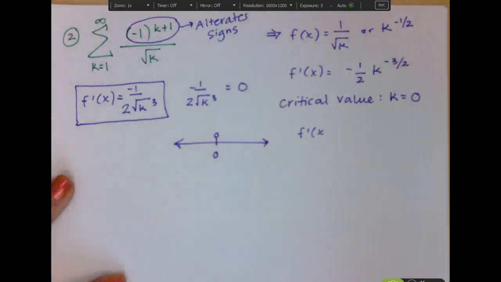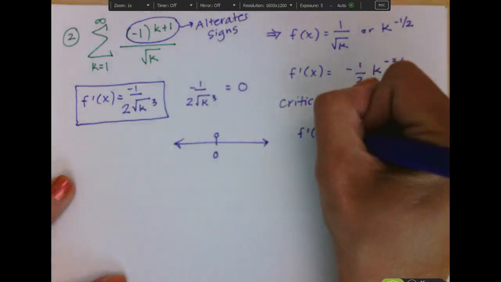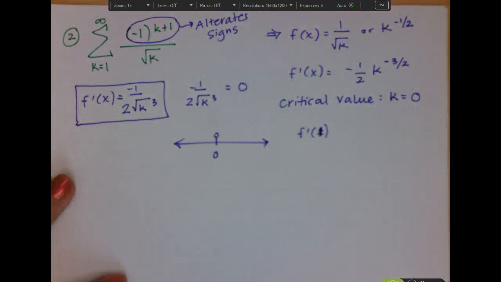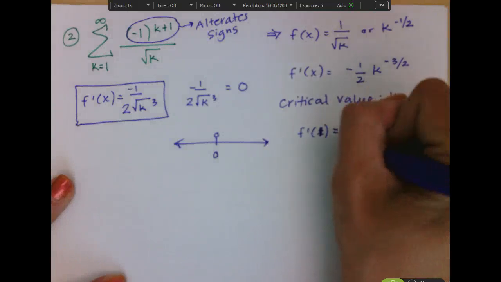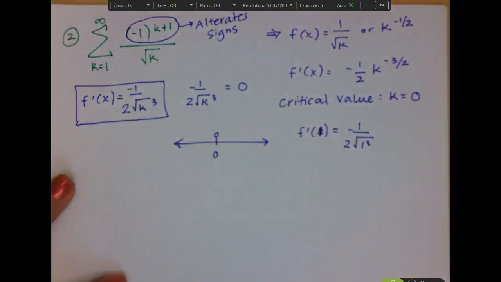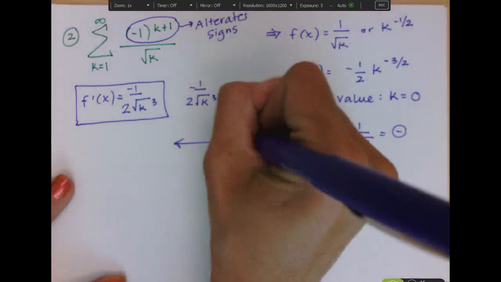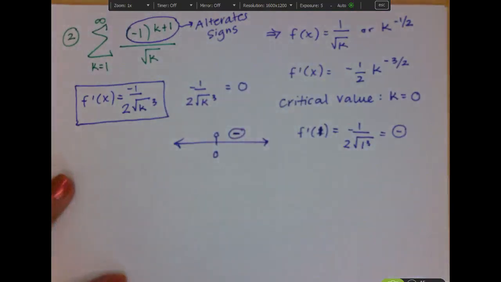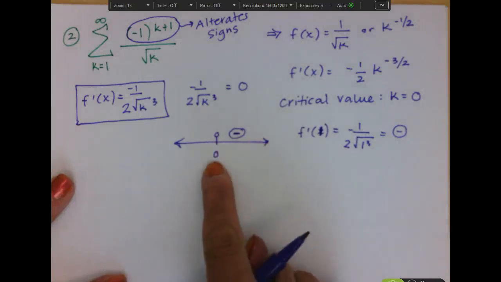Let's choose a test value, anything bigger than 0. Let's go with 1. It's easy to plug in. So what I want to do is take f prime and evaluate it at 1. You can see that what I'm going to get is a negative value, which is all I really care about. It doesn't really matter what the value is, but the fact that it's negative means that it's decreasing. So first condition is satisfied. It is going to be non-increasing, or in this case decreasing, for all values of k greater than 0.